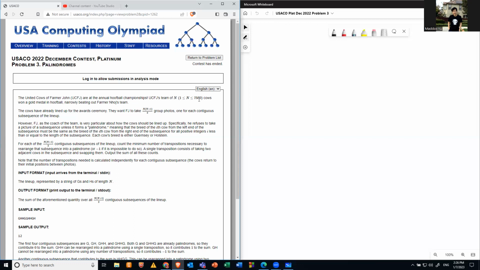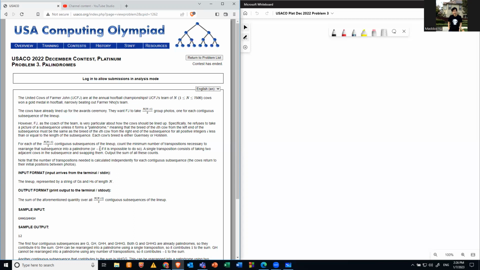N is 7,500. There are two types of cows here, G and H, right? Remember, we always have those two types of cows. And he wants to line it up so that the whole line is a palindrome, right? So it is not always the case. So he wants to move the cows by swapping two adjacent cows.